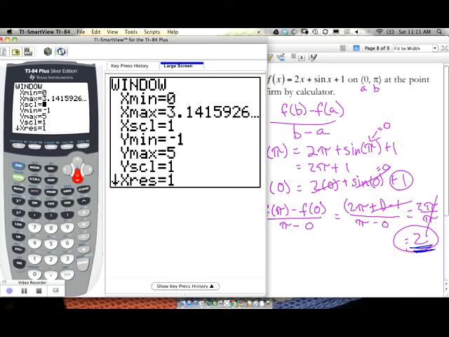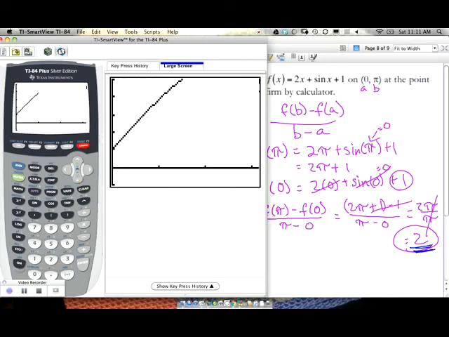And let's go from y scale -1 to 5. I guess that's fine. Let's see what we got. Okay, so this is kind of our graph. It looks like we're even going higher. So if we're going from 0 to pi, we need to go even further.